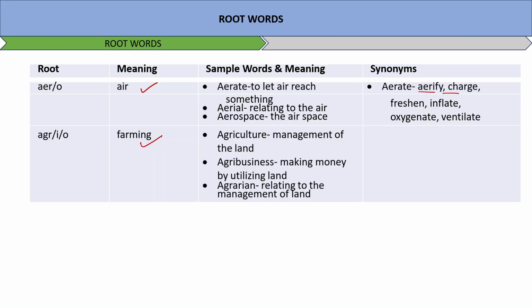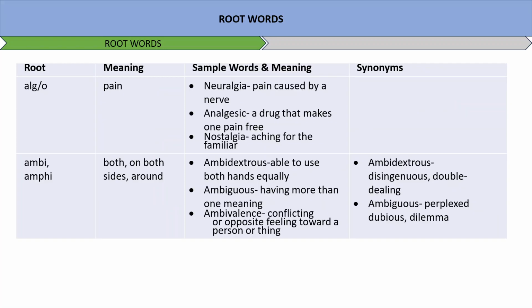Now, moving ahead. Algo. Algo means what? Algo means pain, right? Alg or algo means pain. Neuralgia, pain caused by a nerve. Analgesic, a drug that makes one pain free. Nostalgia, we kind of feel painful for something which we see is familiar. We have a tinge of pain inside because of it. So these are some of the words related to it.